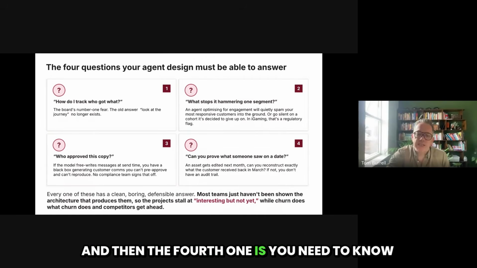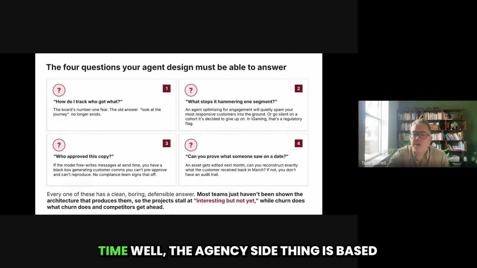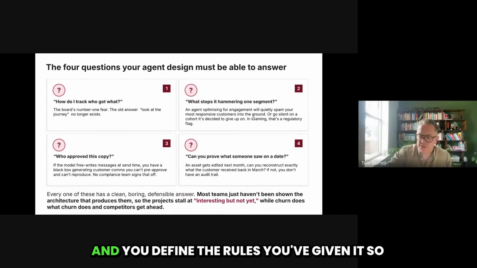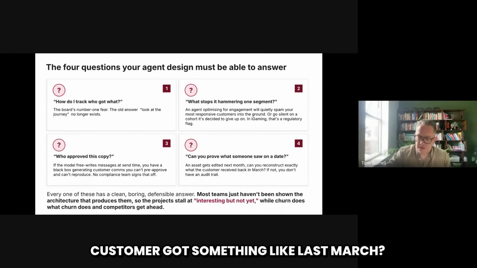And then the fourth one is, you need to be able to show why a customer got what they got at any moment in time. The agent's deciding, it's based on the state, it's based on the action space that you've defined, the rules that you've given it. So you need to be able to know why the customer got something last March.